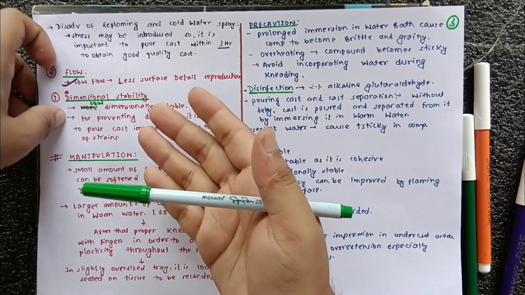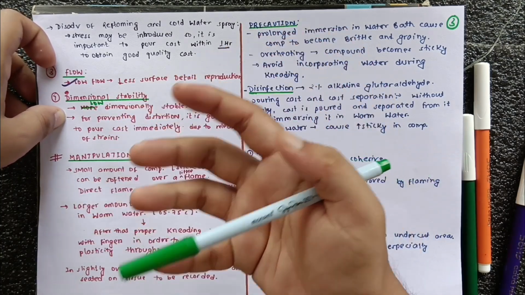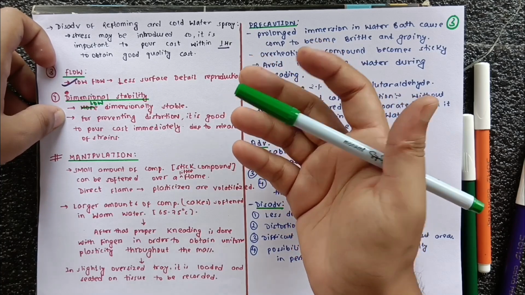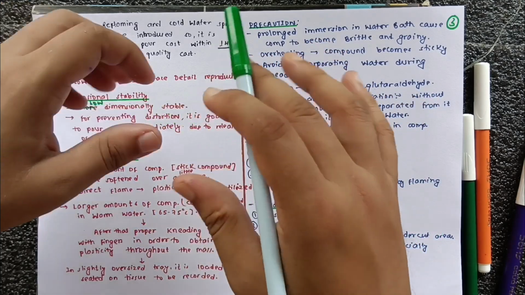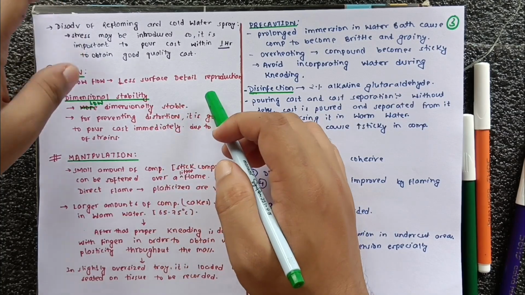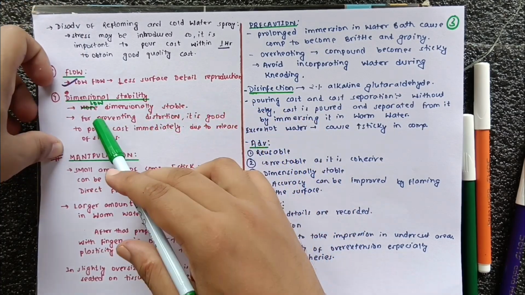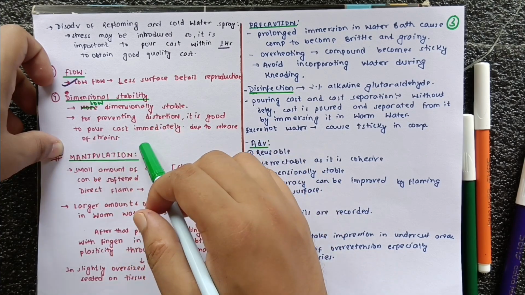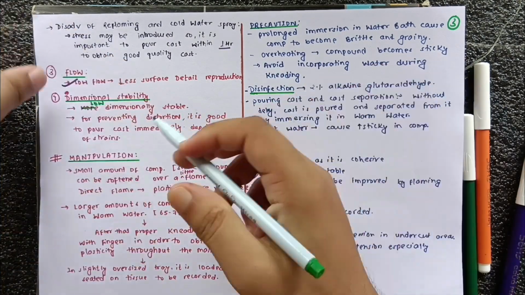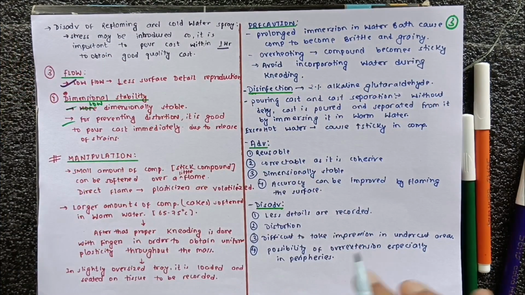So as I have discussed previously, as there is the development of the stresses, there is a linear contraction, so that there would be an increase or decrease in the dimensions. So it has low dimensional stability. After that, for preventing the distortion, it is good to pour the cast immediately due to the release of the strain, which is important. So it has low dimensional stability.